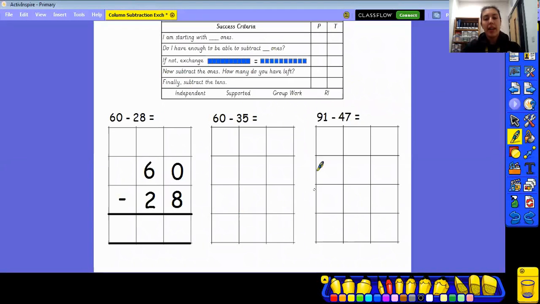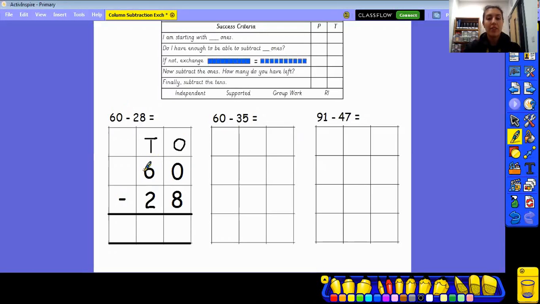Some of you are now going to look at some questions that have the calculation written as a number sentence. Now, what we need to do is take it from this number sentence and write it into the column method to be able to work it out. So over here, I would have started with my 10s and my 1s column. My first number in the calculation is the number that I'm starting with. So the number that I'm starting with must go on the top.